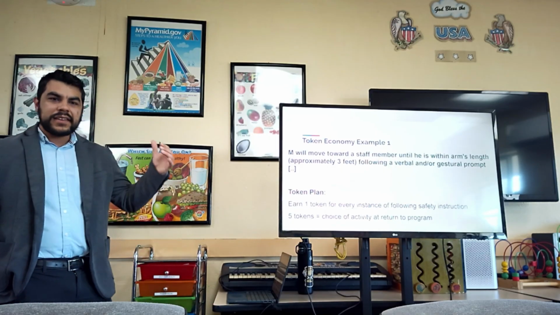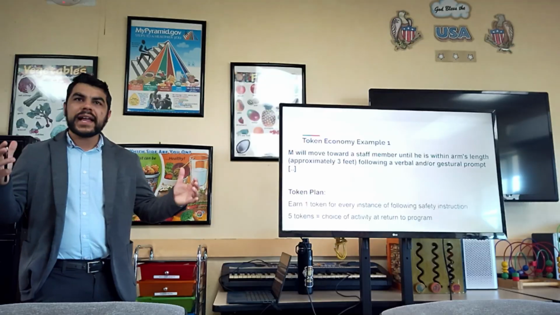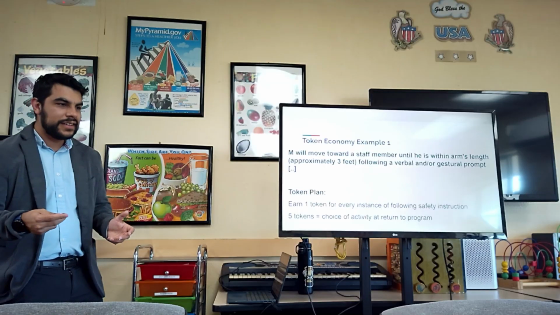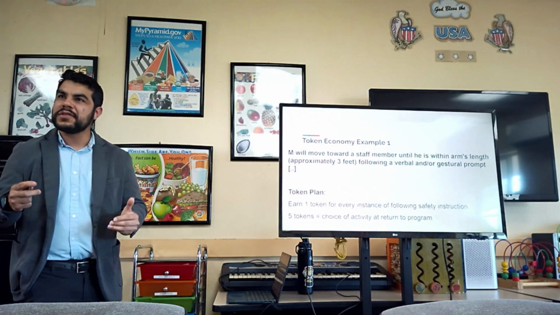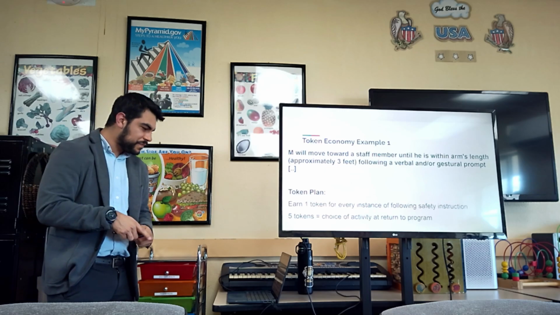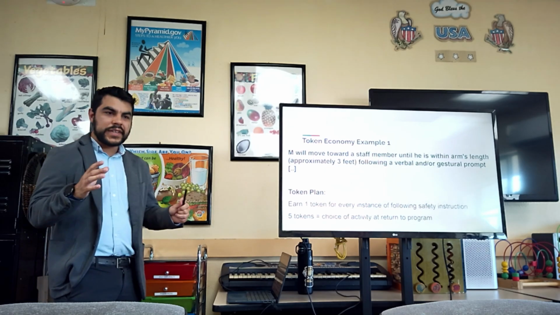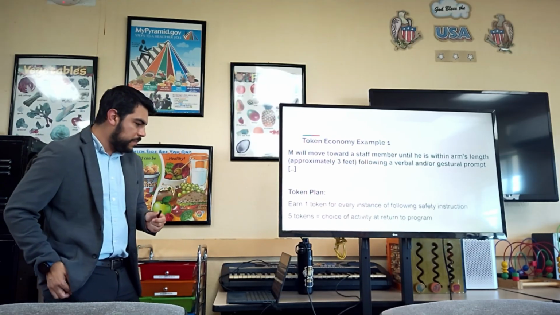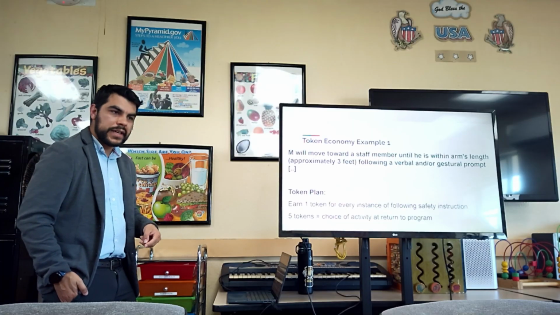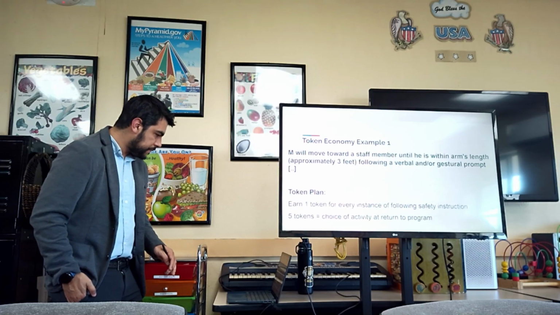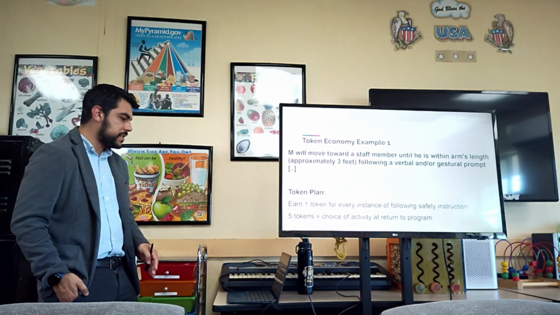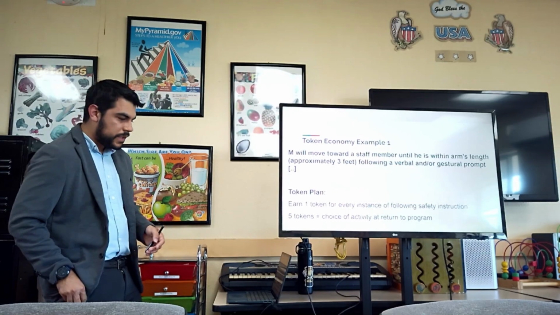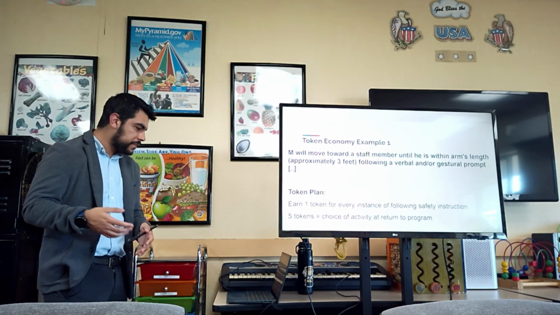Yeah, just trying to think of a practical way to apply a token economy in our setting. Again, kind of stumbling across some of the same issues as we do in the care home. But just to give an example of what it may look like here, I have this BIP goal for one of the clients at the lower level. So M will move towards a staff member until he is within arm's length following a verbal or gestural prompt. So just following a safety instruction.